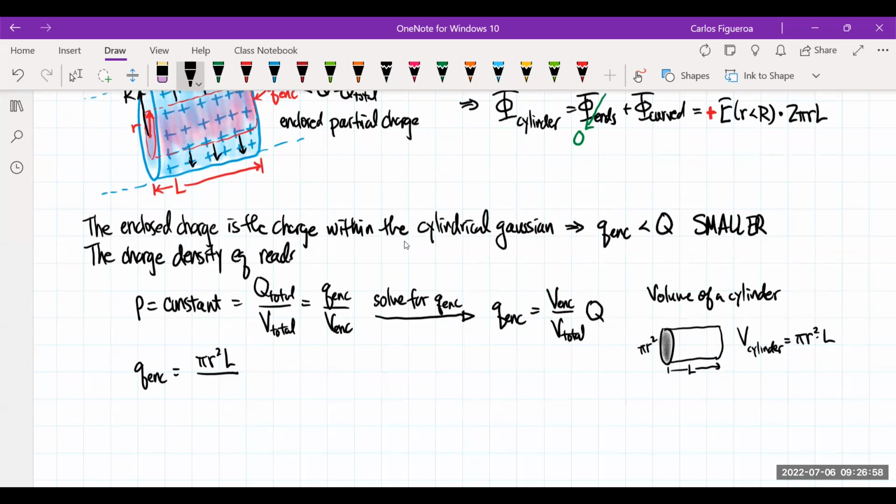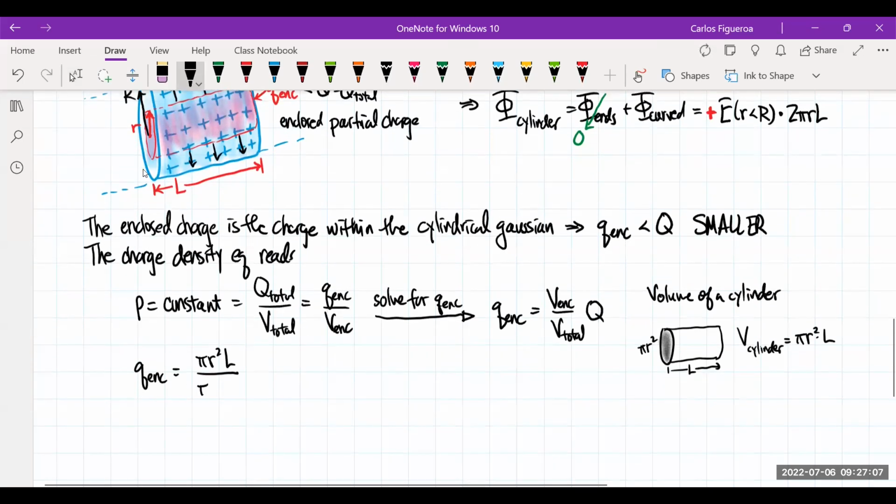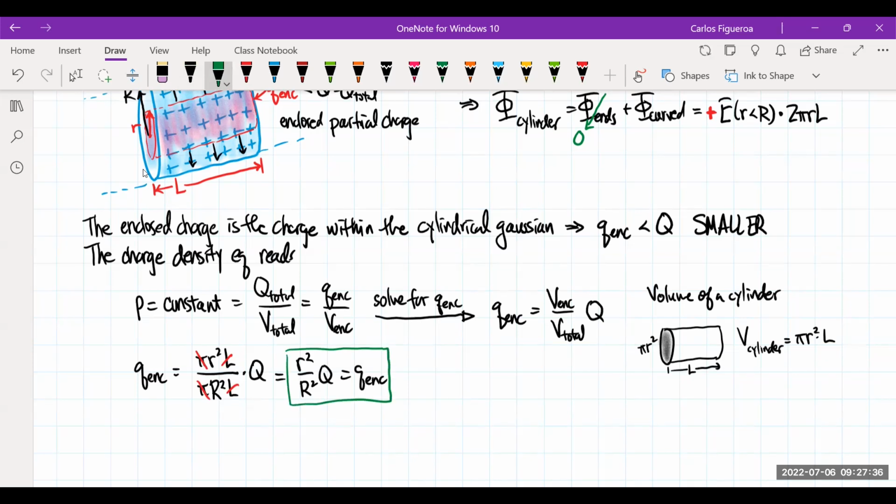And then look at my Gaussian, right? The Gaussian has little r. Look at the total cylinder, it has a radius of big R. So then this has to be pi big R squared times L times the total charge. And you can clearly see that the lengths cancel out. And you also see that the pi's cancel out. So then I have a ratio of r squared over big R squared times Q, and this is Q enclosed. So now I have Q enclosed. So I have the flux, I have the charge density, and it looks like this.